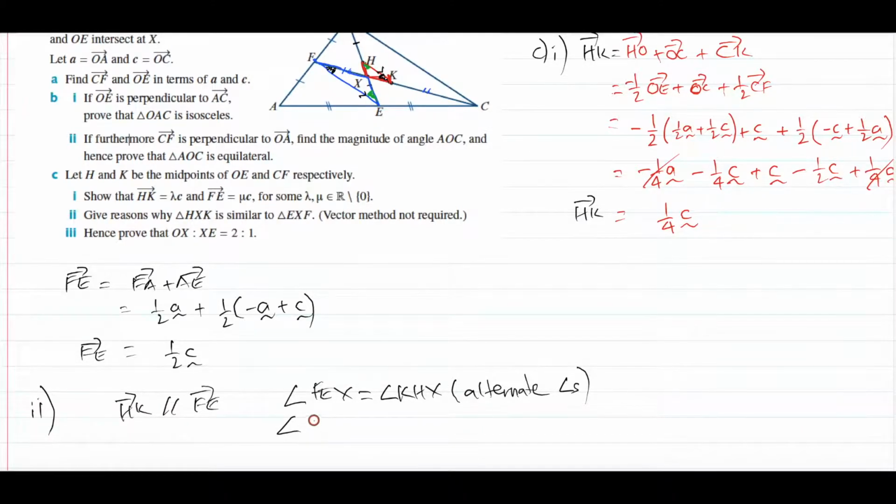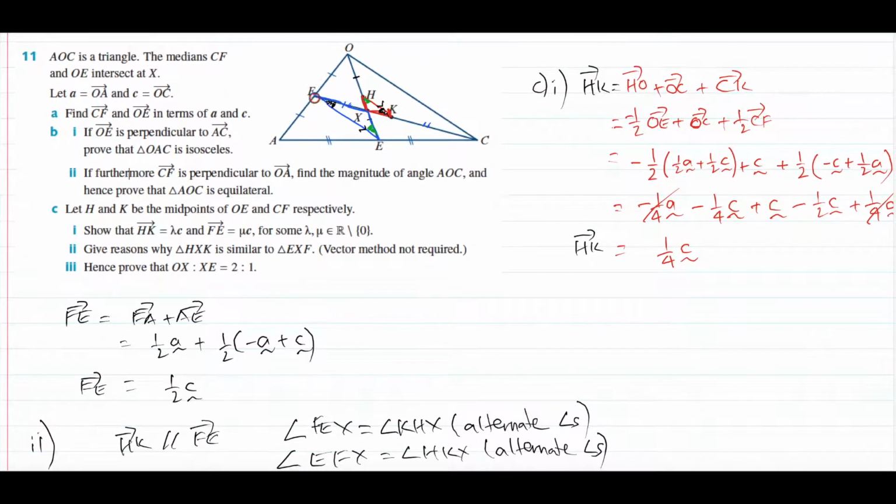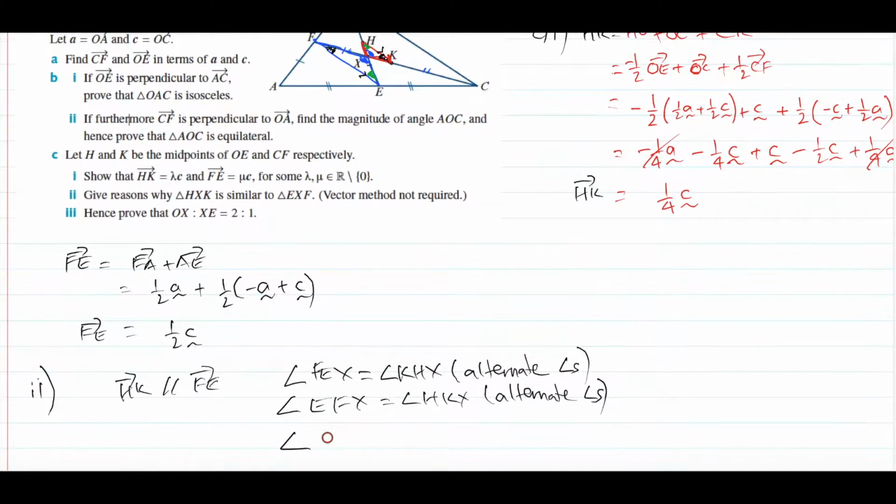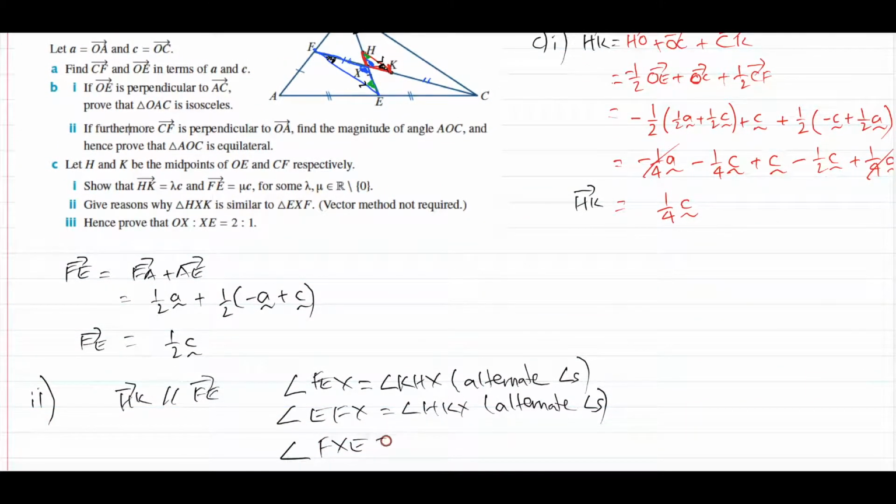So angle EFX is the same as angle HKX. Alternate again, alternate angles. And then angle FXE and HXK. So this last angle right here is the same because they are vertically opposite angles, right? Angle FXE is the same as angle HXK, because they are vertically opposite angles, right?